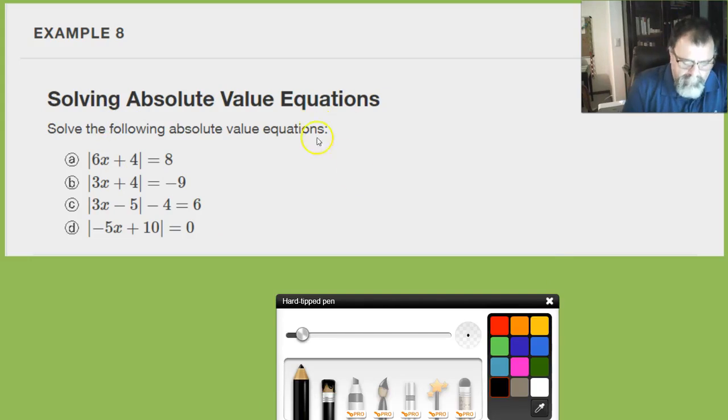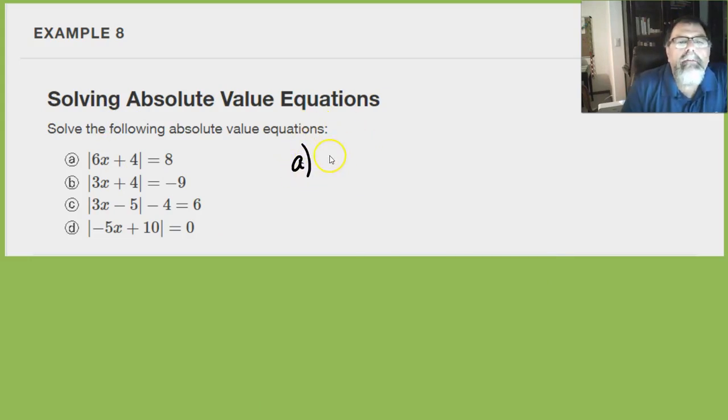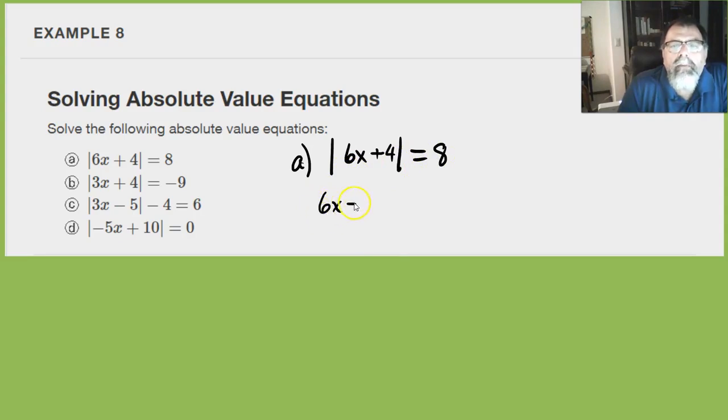All right, let's look at a first. So for a, we have the absolute value of 6x plus 4 equals 8. Now 8 is bigger than 0, right? It's positive. So this is going to have two solutions. We're going to write the compound statement: 6x plus 4 equals 8, or 6x plus 4 equals negative 8. So we get the two possibilities, and then we're going to solve these separately.